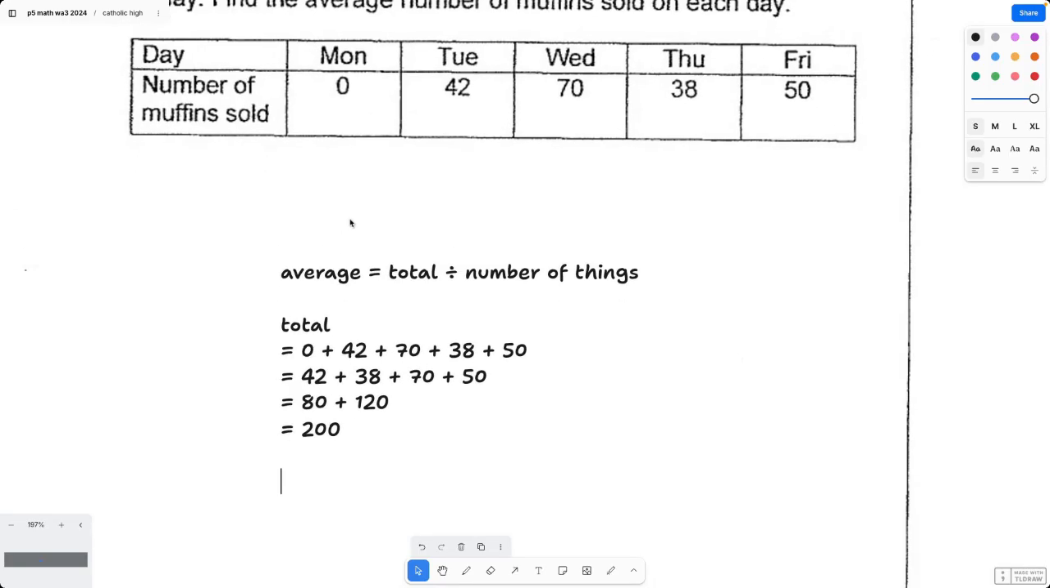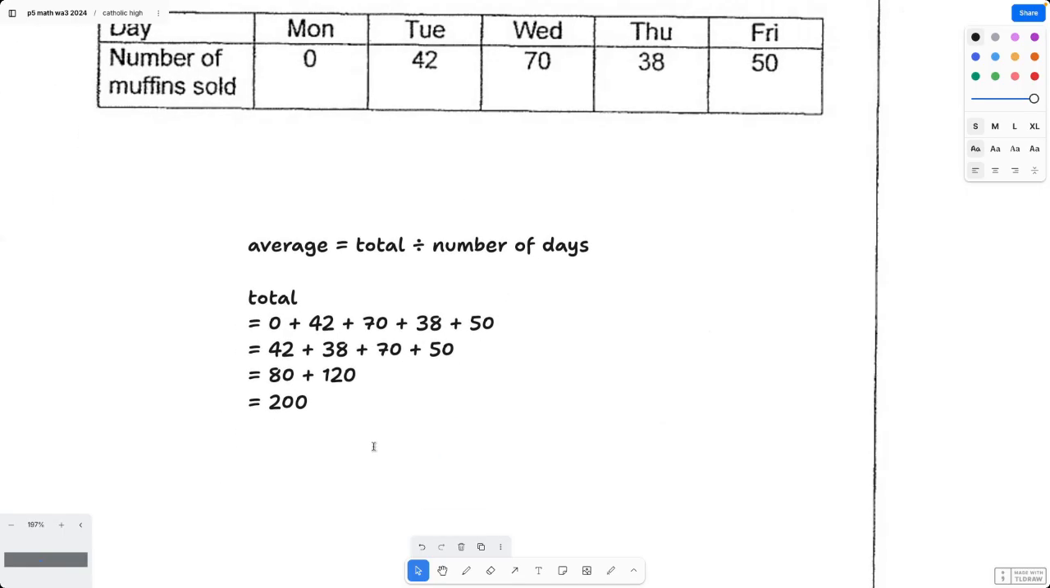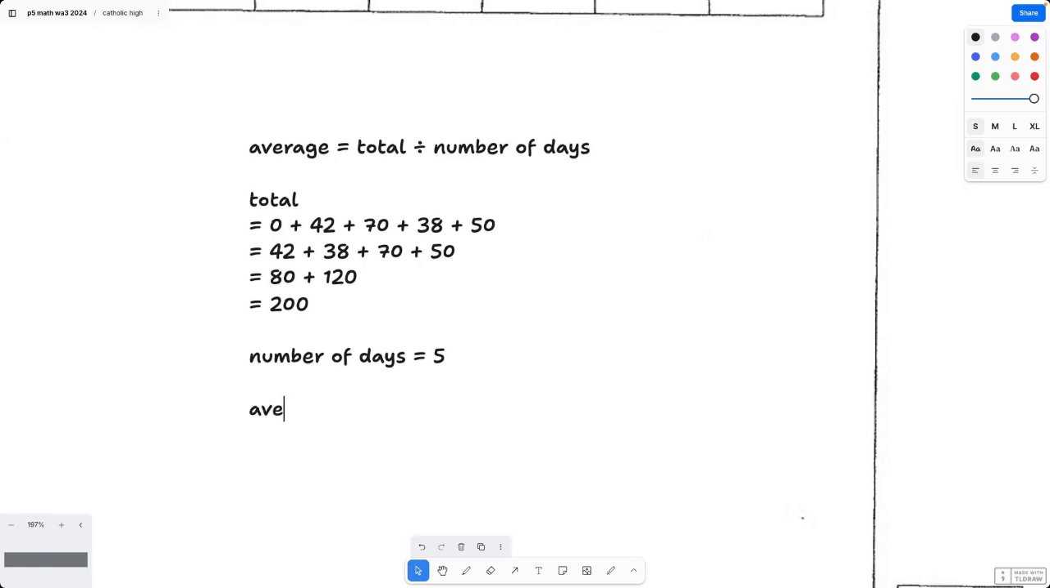Okay, so what's the number of, in this case, number of days, right? So number of days is equal to 5. So the average will be equal to 200, right? Divided by 5. And this will give us 40.